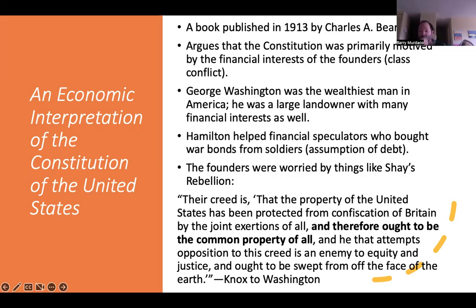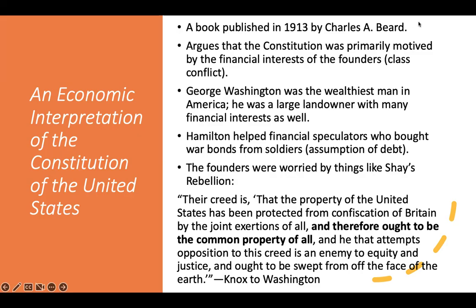The framers were also very much worried by things like Shays' Rebellion, which was an uprising by farmers in the Northeast, basically against taxes and debt. These were people who fought in the Revolution, who were under a significant amount of debt, and were basically taking up arms against the government because of it.